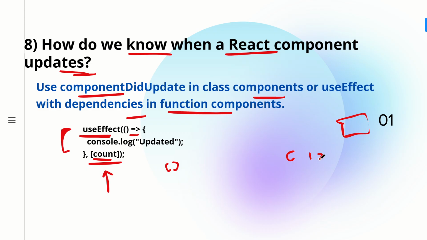So 1, 2, 3. So you want to see whether this component is getting updated or not. Whenever you click on this button multiple times, your count should increase. Your count is increasing one by one, your state is increasing. So this useEffect will run, and you are just console logging that this component is updated. This is how you can check that a component is updated or not in a functional component. With a class based component, you have to make use of the lifecycle method, which is componentDidUpdate.